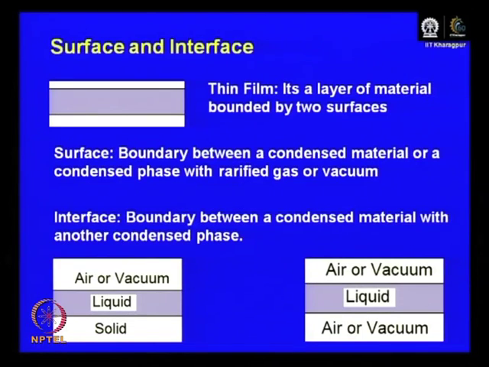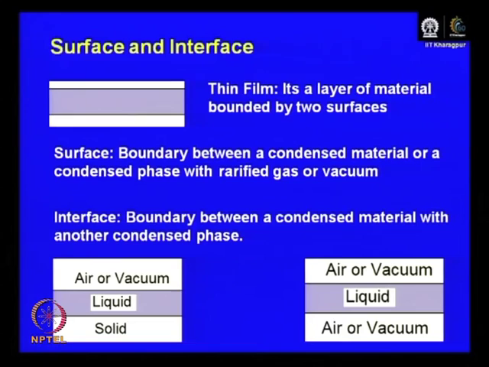film in terms of a layer of material bounded by two surfaces or two interfaces. Therefore, it becomes important to quantify what exactly are these so-called surfaces or interfaces. A very simple definition of a surface is the boundary between a condensed material or a condensed phase with a rarefied gas or vacuum. Similarly, the more formal definition of an interface is the boundary between a condensed material or a condensed phase with another condensed phase.